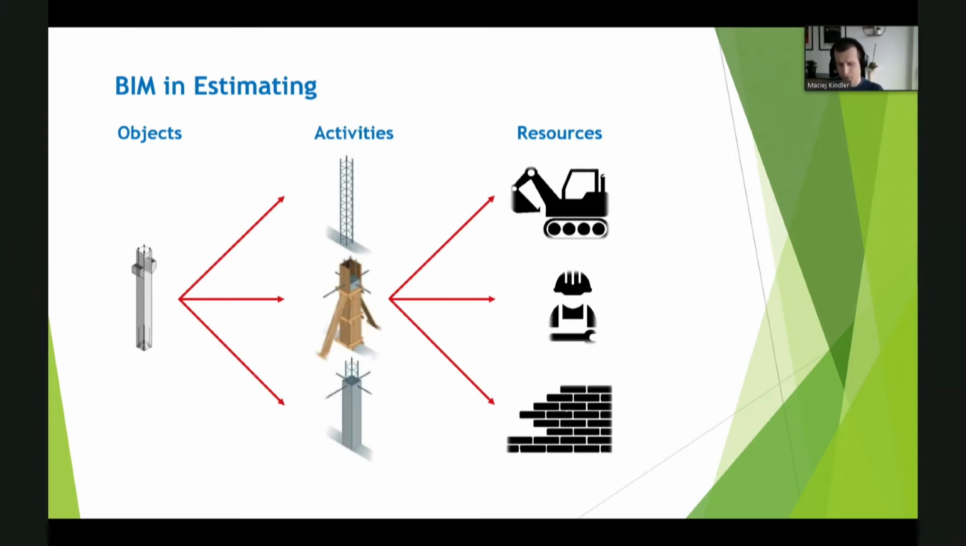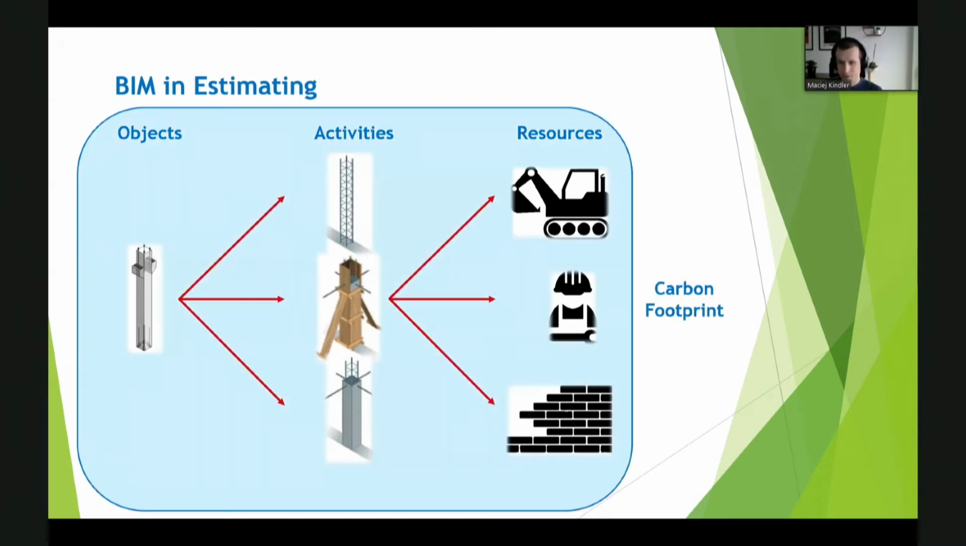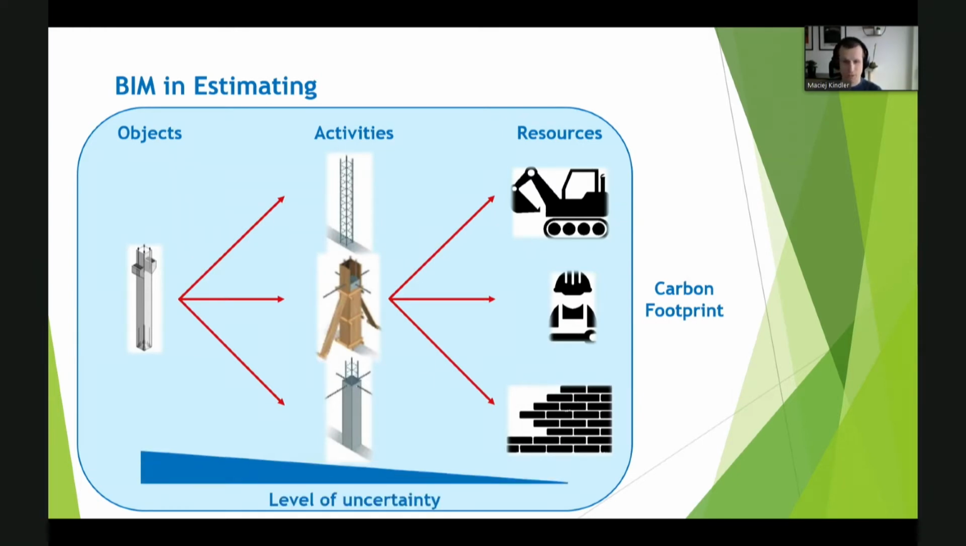Where in this whole picture does the carbon calculation land, on which of these steps? The answer is simple. It can land on any of them. What differs depending on where it lands is the level of uncertainty. If you do your calculation from resources up, you will most certainly be more accurate than if you do it from whole activities or entire objects.